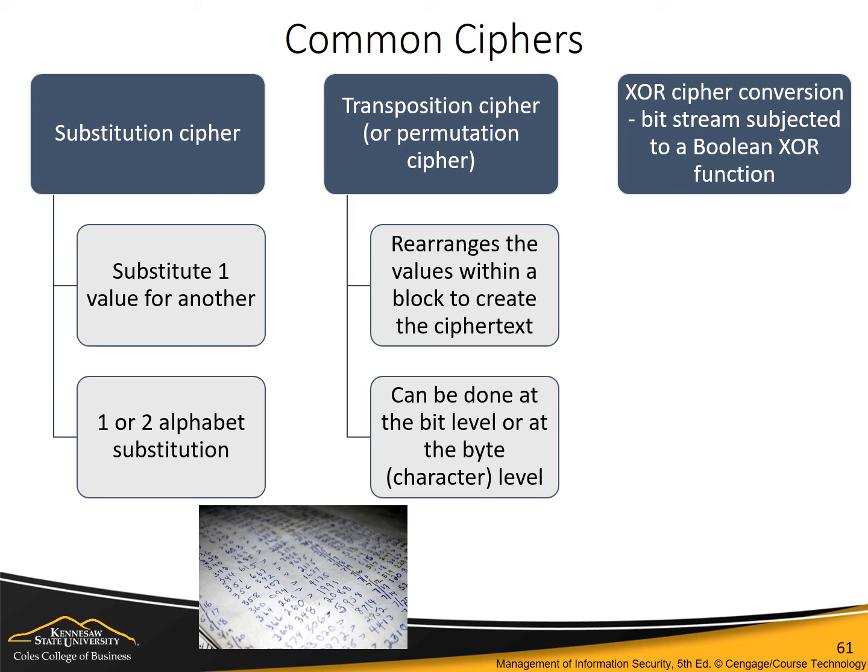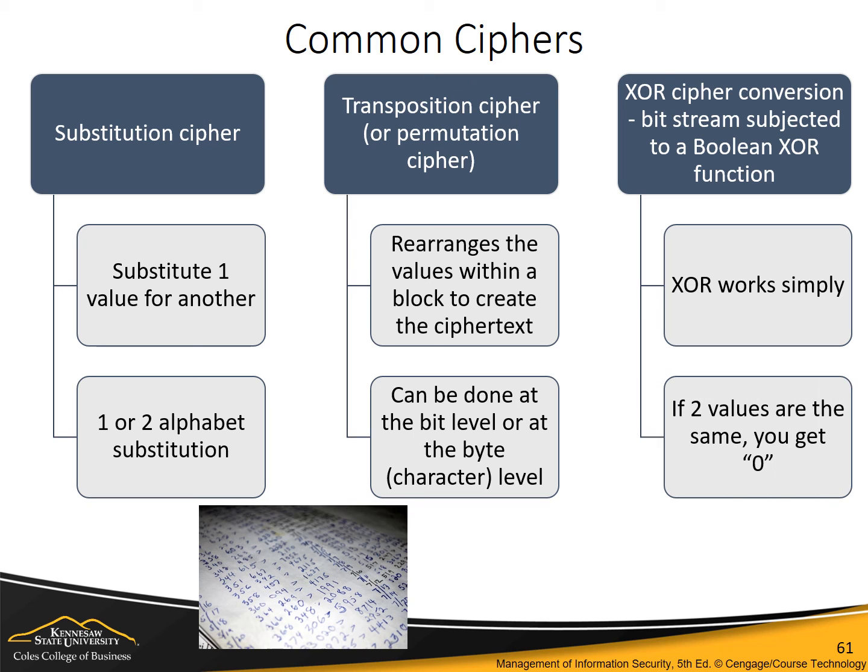With the XOR cipher conversion, the bit stream is subjected to a Boolean XOR function against some other data stream, typically a key stream. XOR works simply. If the two values are the same, you get 0. If not, you get 1, and the process is reversible. For instance, 12, 11, 64, 58, 99, compared with 12, 10, 52, 76, 99 would give 1, since the 12s are equal, then 0, 0, 0, since the next three numbers are not equal, and then 1 for the 99s being equal.